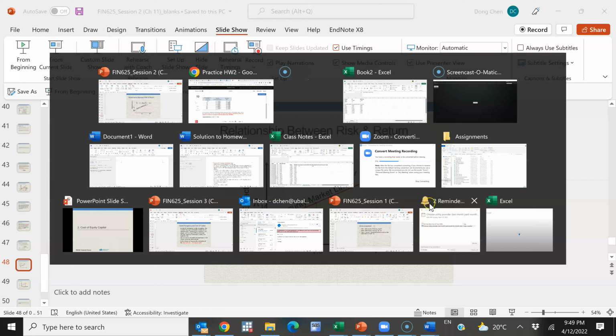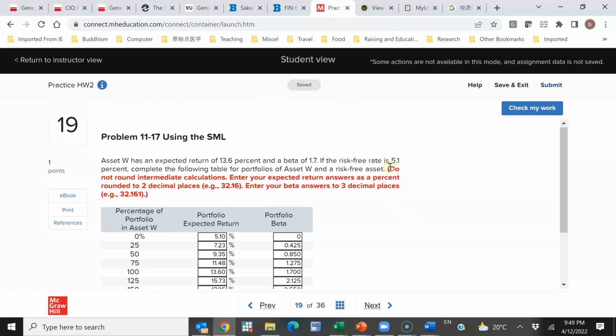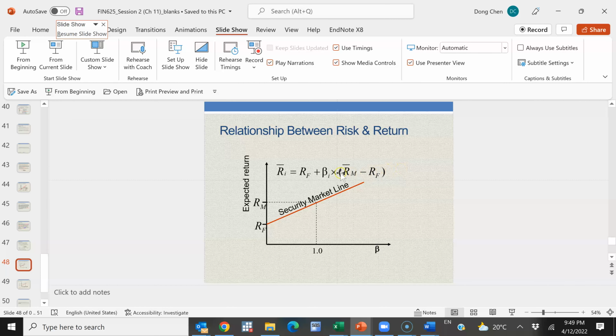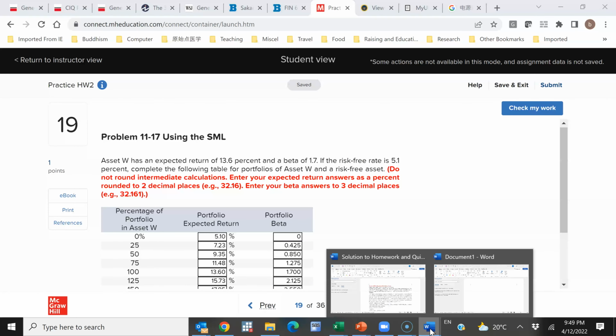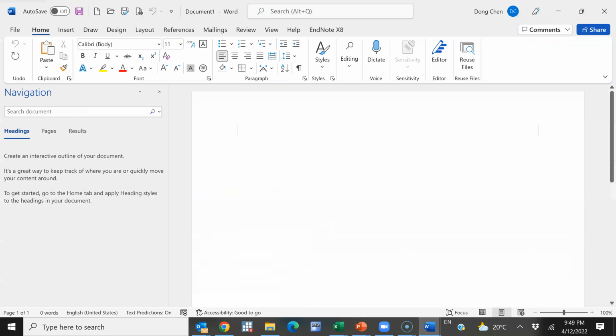And the risk-free rate is given. So in order to know the market risk premium, we just need to know the expected return on the market. And how can we solve for that? We can just use the relationship: RW equals RF plus beta times RM minus RF. That's going to be the CAPM.